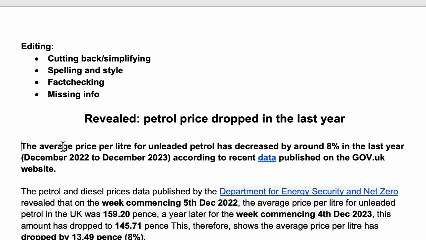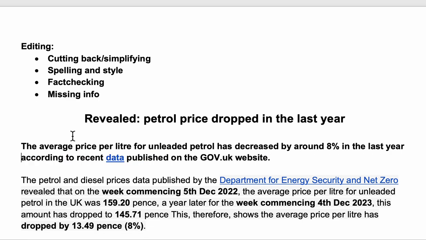If I can, there we go. So the average price per litre for unleaded petrol has decreased by around 8% in the last year, according to recent data published on the gov.uk website. Now we've got something here, a specific date range. Well, that's covered in the second paragraph anyway, but also, again, this isn't massively important, and we can understand broadly what's meant by the last year. So let's take that out.